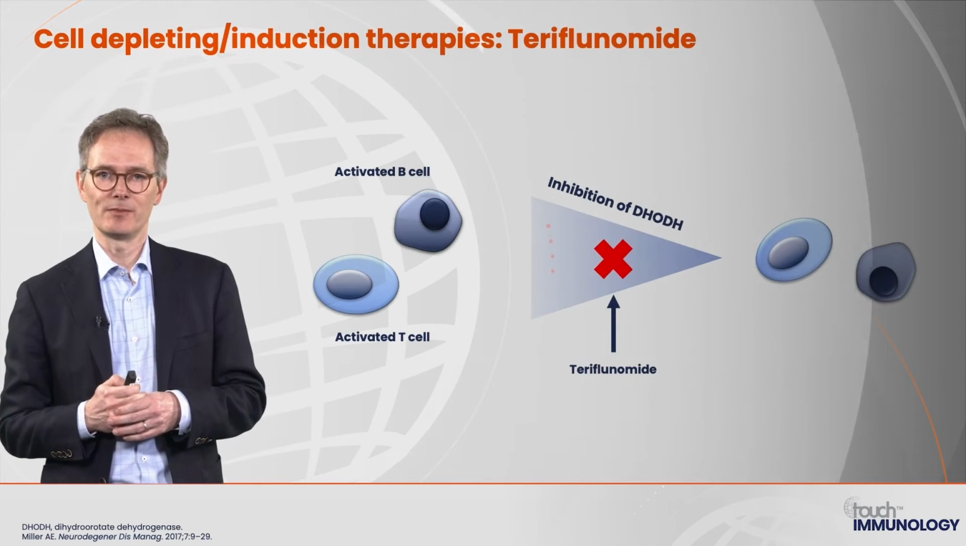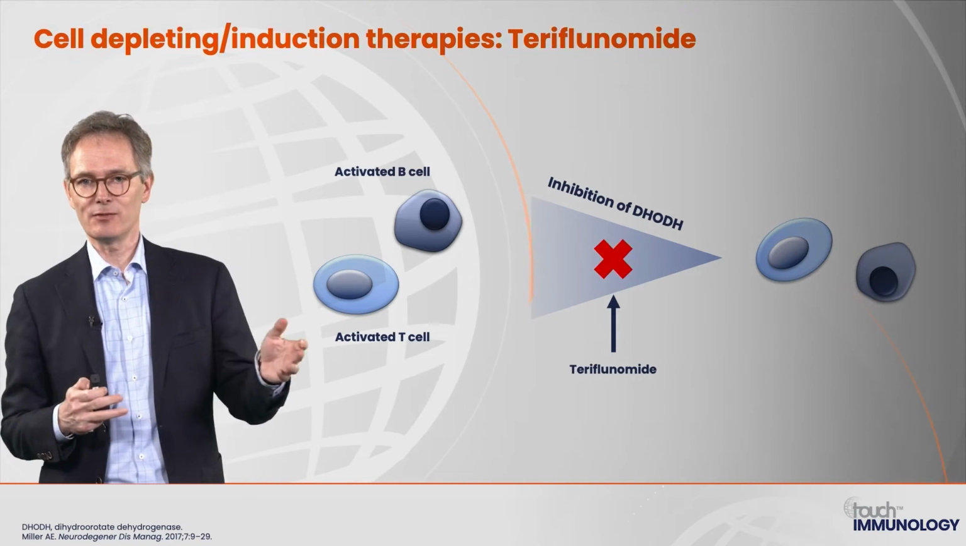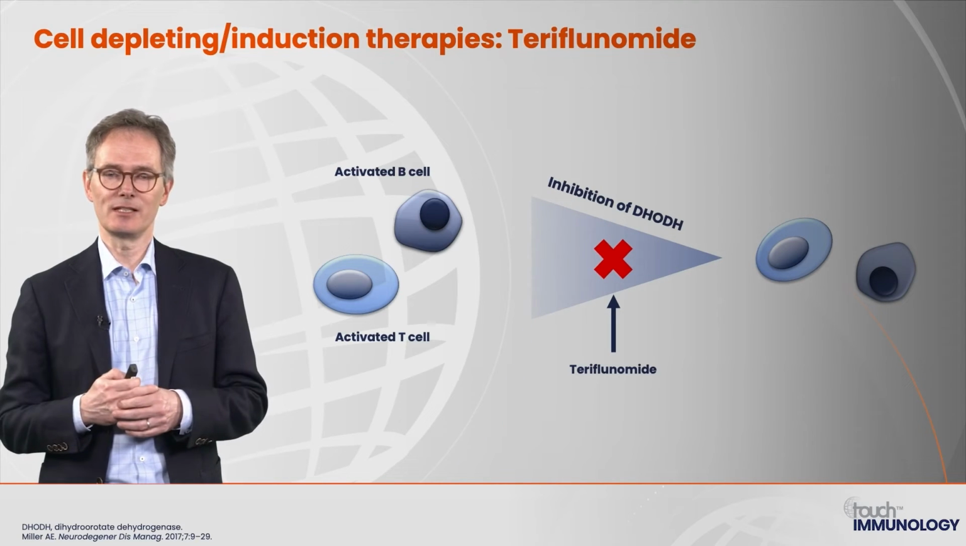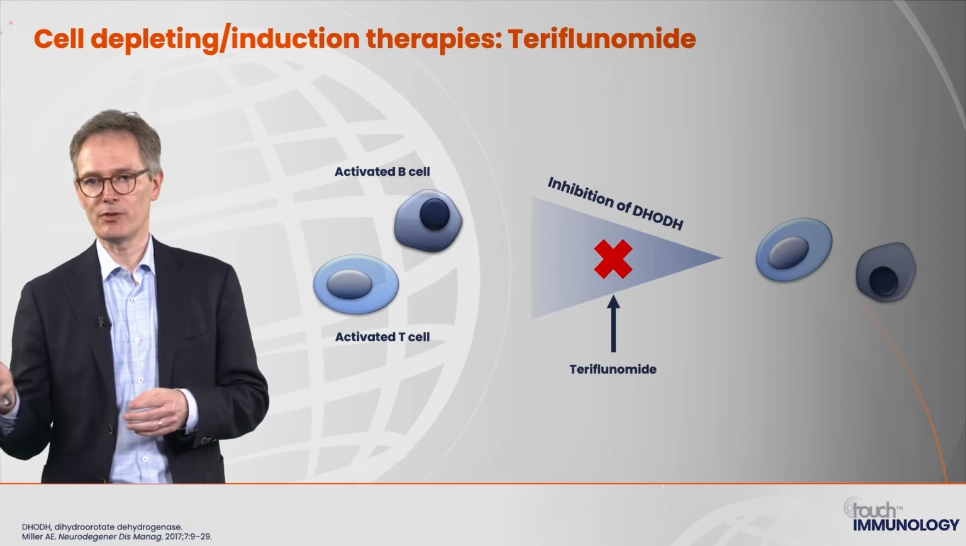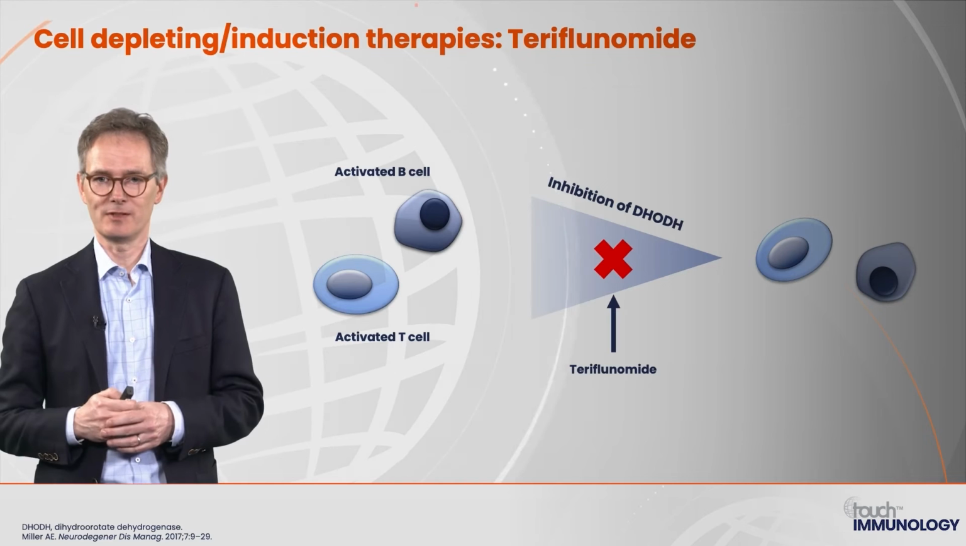T and B cells. It's not specific for MS because the predecessor of this drug, leflunomide, also works in rheumatoid arthritis. So we often use this drug in clinical practice in patients that have both MS and rheumatoid arthritis, where you can think that the drug would work for both diseases.